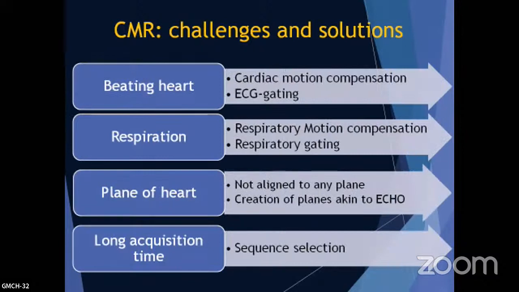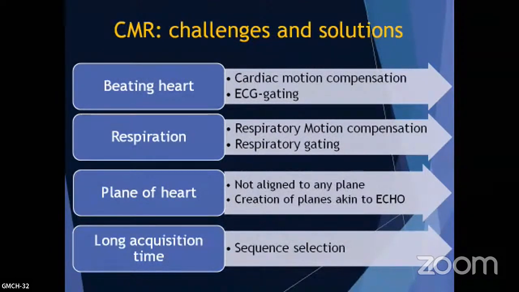So these are the challenges, and we'll see how we overcome them. The beating heart: we do this compensation by ECG gating. With respiration, either we can use motion compensation by telling the patient to hold his breath, or we can use respiratory gating. And sir has very aptly said, the plane of the heart doesn't lie straight in any of the axes, the x-axis, y-axis, or z-axis. So we have to create planes which are akin to echocardiography.